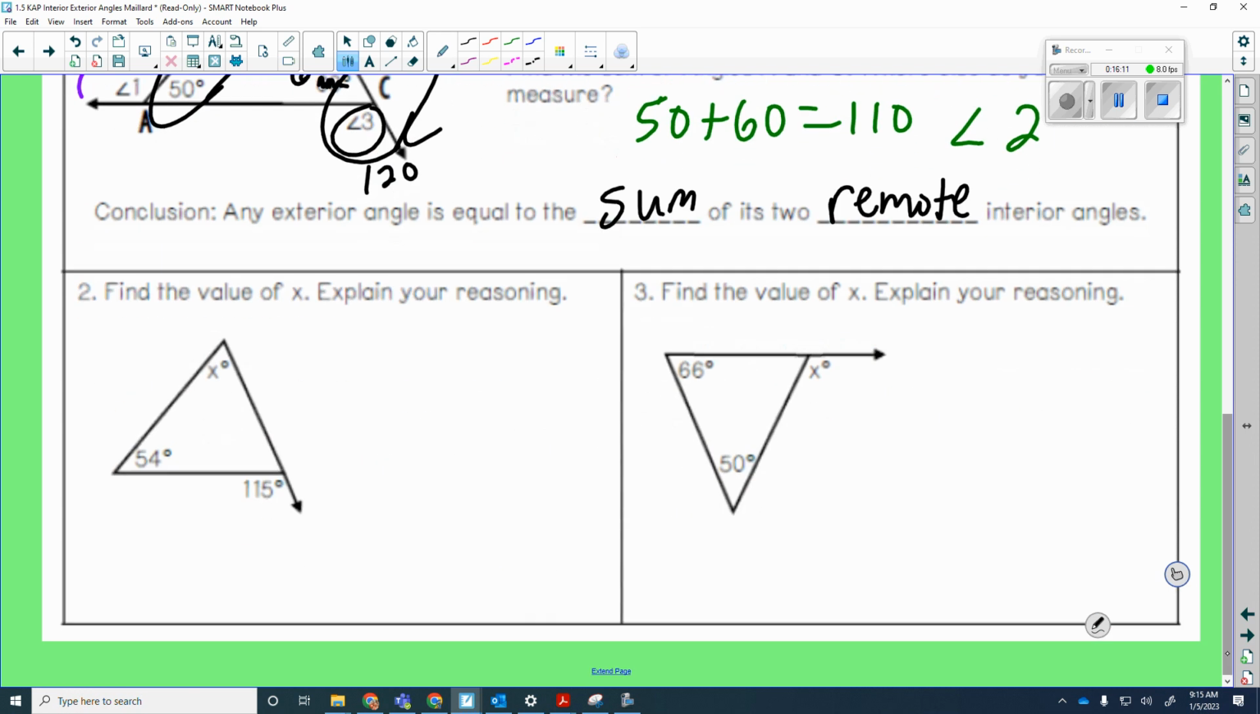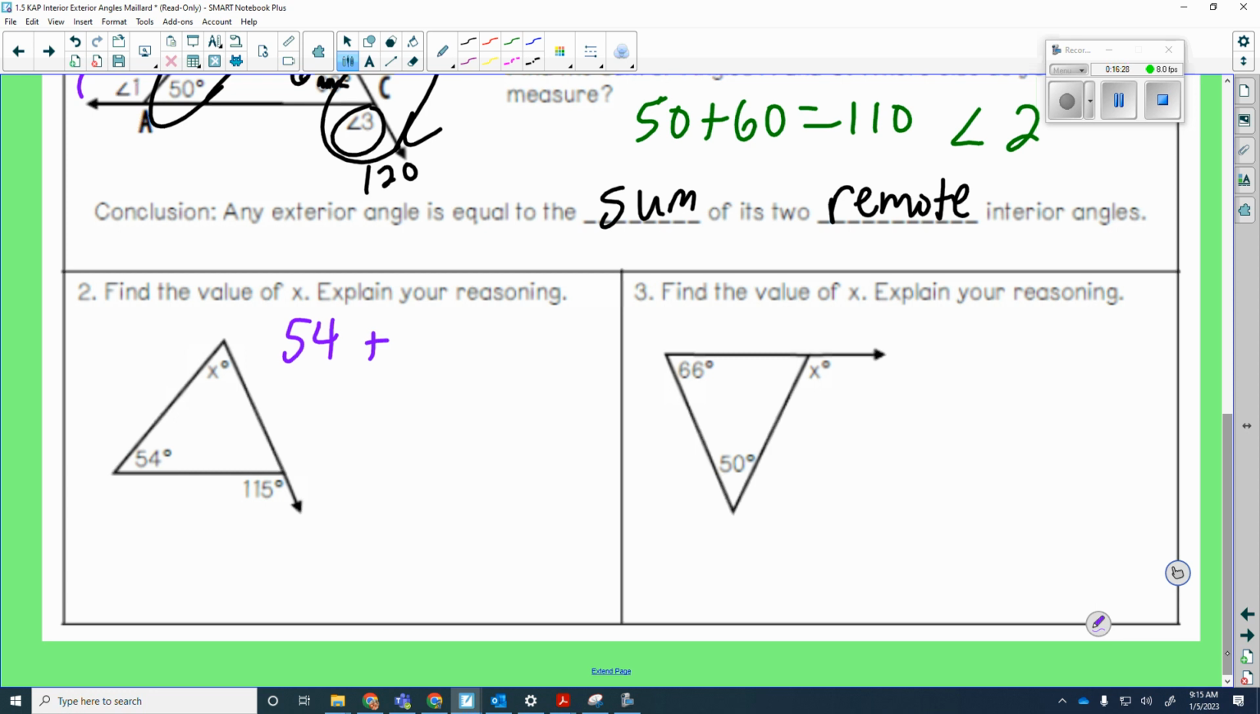Okay, let's work one. I don't like writing in the block. Okay. Find the value of x. Explain your reasoning. Well, using what we just learned, I know that 54 plus.